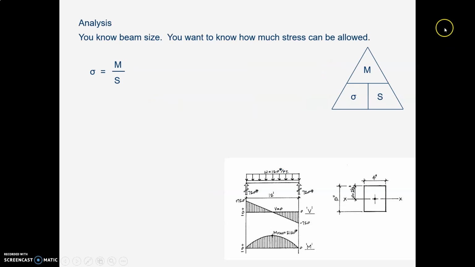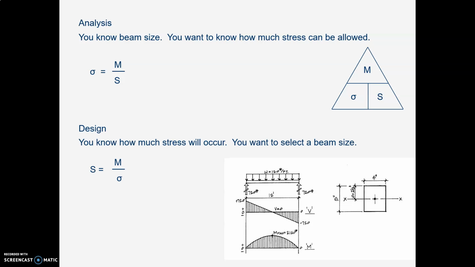So for example, what we've been doing is just figuring out how much stress is in a beam. So that'll be stress equals moment over section modulus. The book points out that's called analysis. I don't care. That's what we're doing. We're finding bending stress.